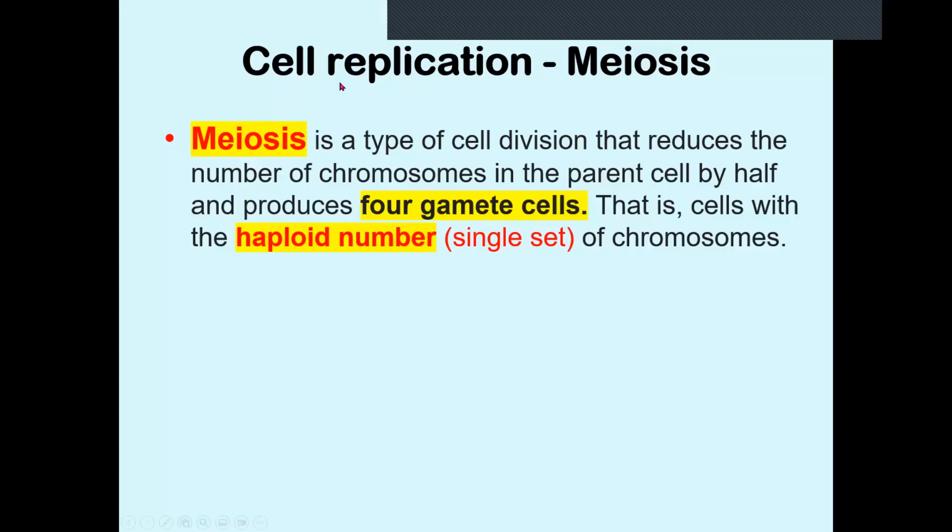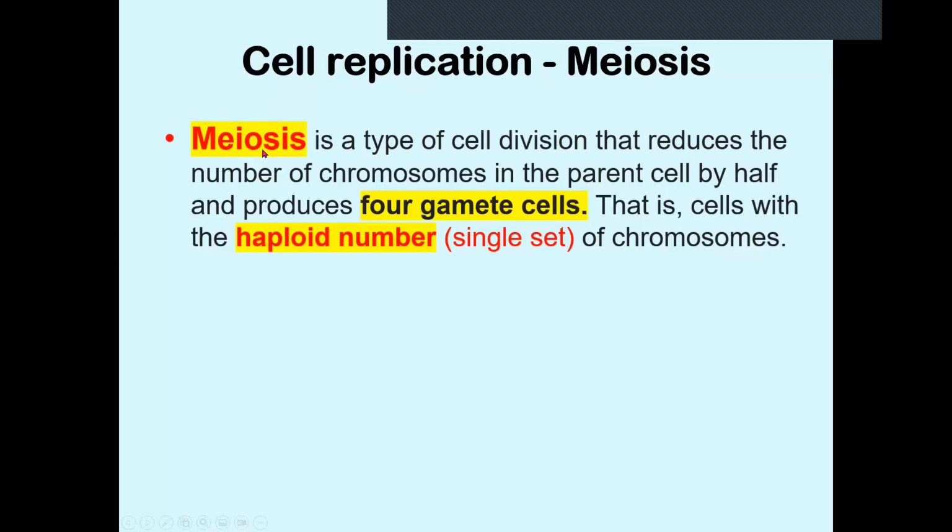The other type of cell replication is called meiosis. This is where we produce the sperm and the eggs, and they have half the number of chromosomes. So instead of having 2 of every chromosome, they have a single set. They don't have the diploid, they have the haploid.